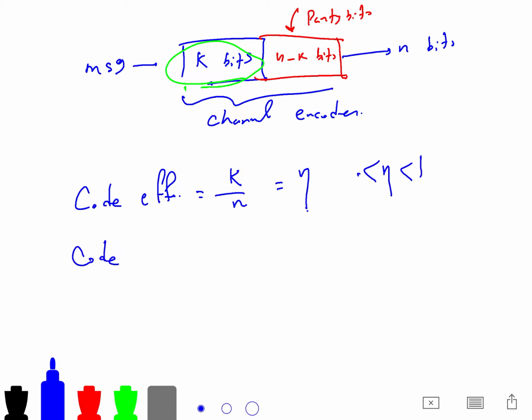The code weight is the total number of non-zero bits in a code. For example, 11011001. If you count the number of ones, it is 5. So the code weight is 5.